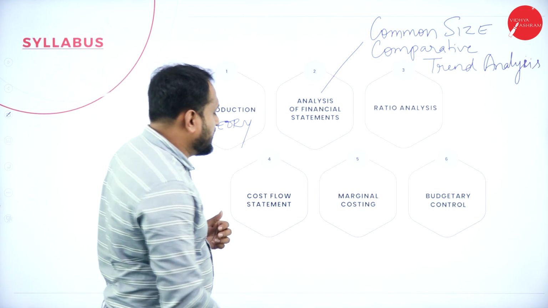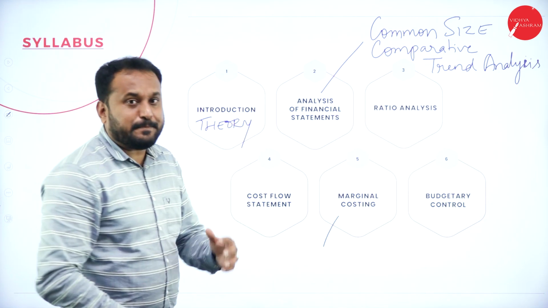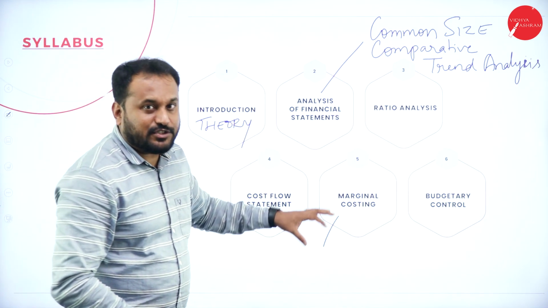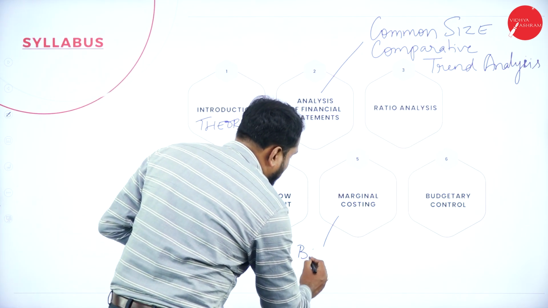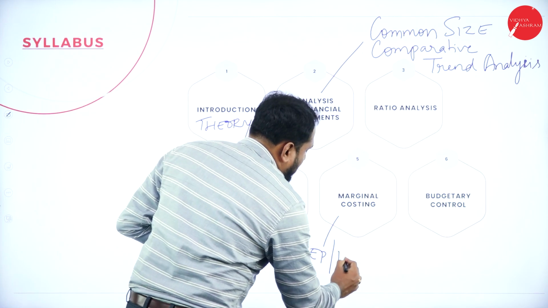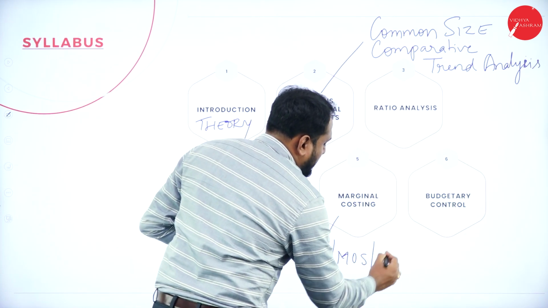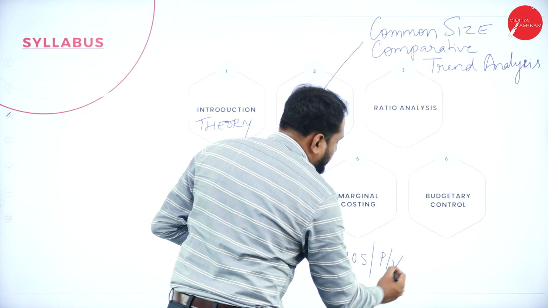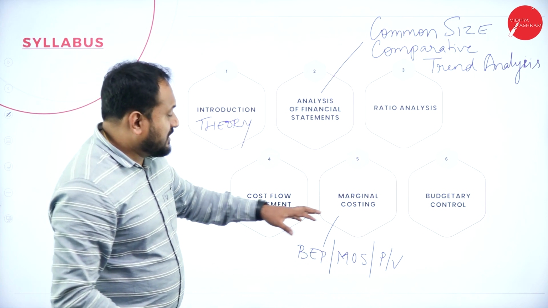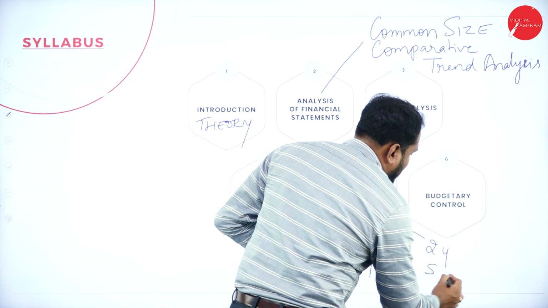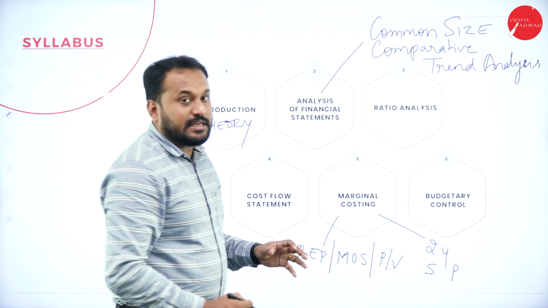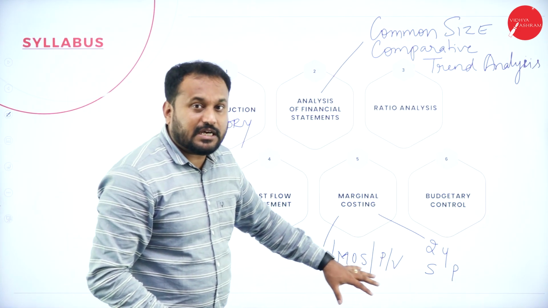The first question, they'll ask you only 1 year and ask something about the BEP. Here you may get a question: calculate BEP, MOS, then you have PV ratio and so on. Next, you have one more where they give you 2 years' sales and profit, and you are supposed to calculate the same PV, MOS, BEP.